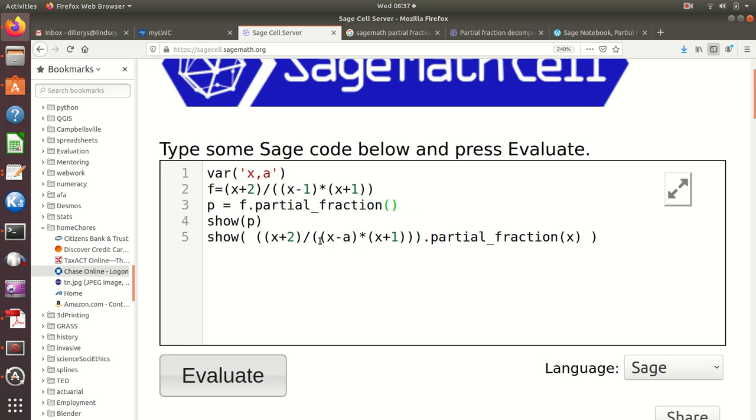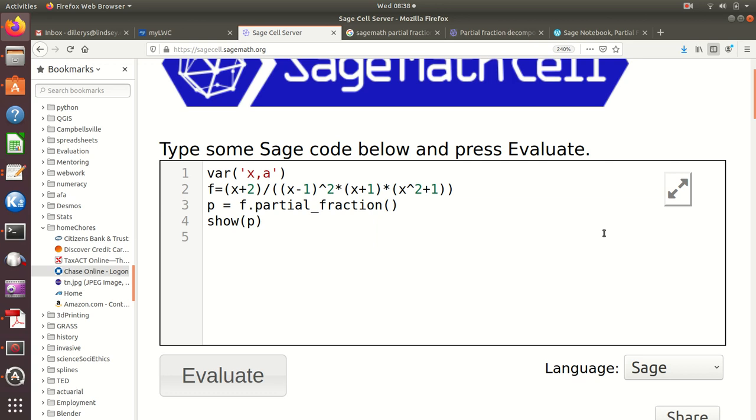You could try some harder things like, okay, let's do a times x squared or x minus 1 squared. Let's try times x squared plus 1, since I know that's irreducible. And I'm going to get rid of this one because it's just going to get in my way. And so I left it as x plus 2 on top.